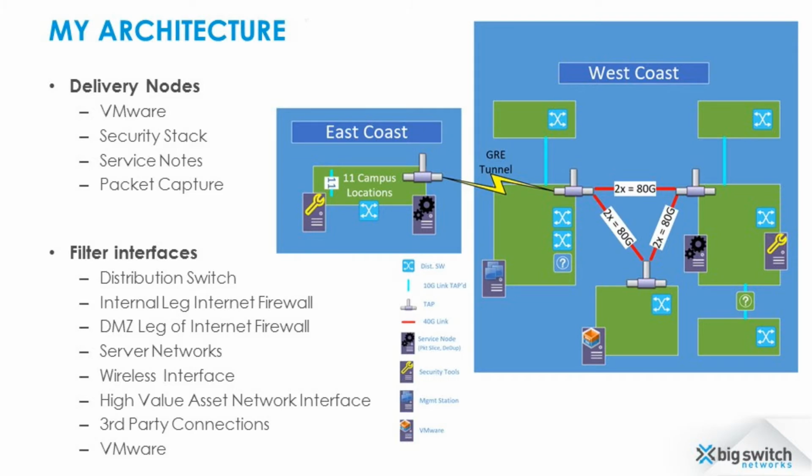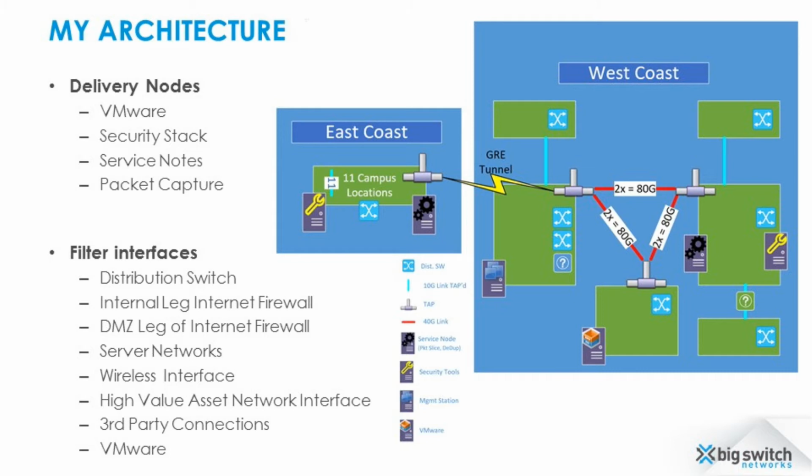So first I'm going to talk about what my architecture is. The purpose of this architecture is to give you an understanding of how the box is deployed. I'm not going to go into great detail about this. You guys can look at this later as you wish. But do understand that I'm taking feeds from VMware, what I consider high-value assets, like a database network and security network. And then I have my wireless interface, and my standard server network, the DMZ internal legs, and all of my distribution switches around my campus, both here and also the same thing in my East Coast operations.